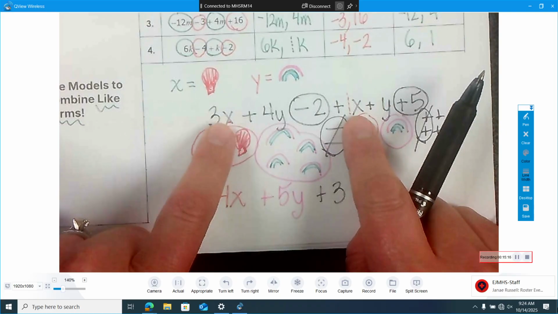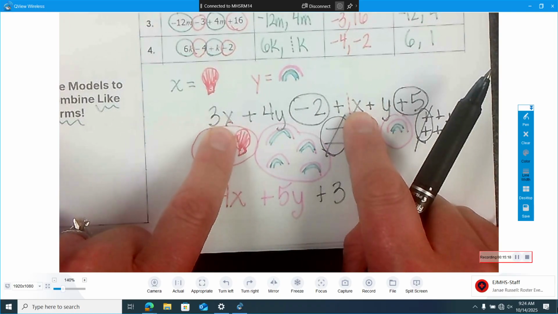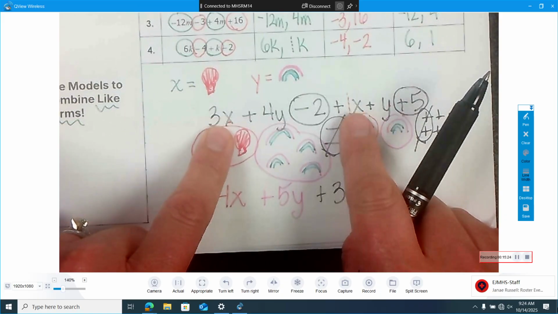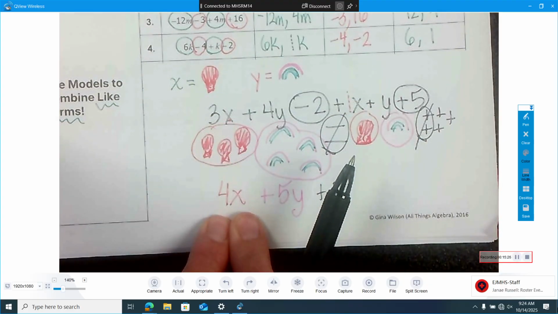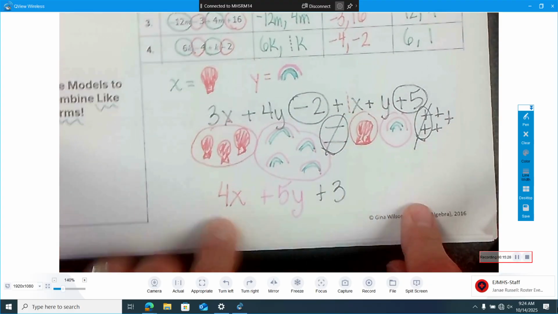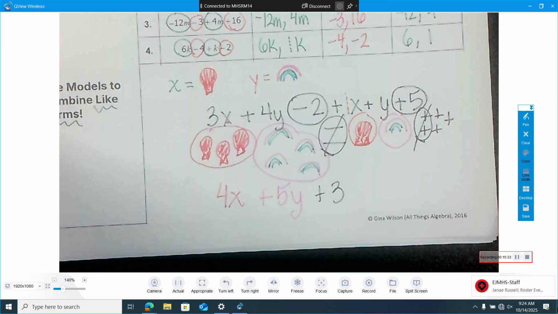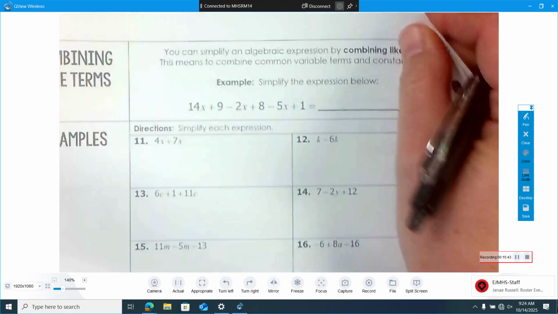Ladies and gentlemen, when we combine like terms, all we have to do is combine the things that match. So if they have the same variable, then we get to combine the coefficients. So the 3x's plus 1x gives us our 4x's, all right? And the 4y's plus another y gives us 5y, little happy rainbows, okay? Does that make sense to you? Isn't drawing pictures in math so much fun? Yeah, I thought so. Okay.